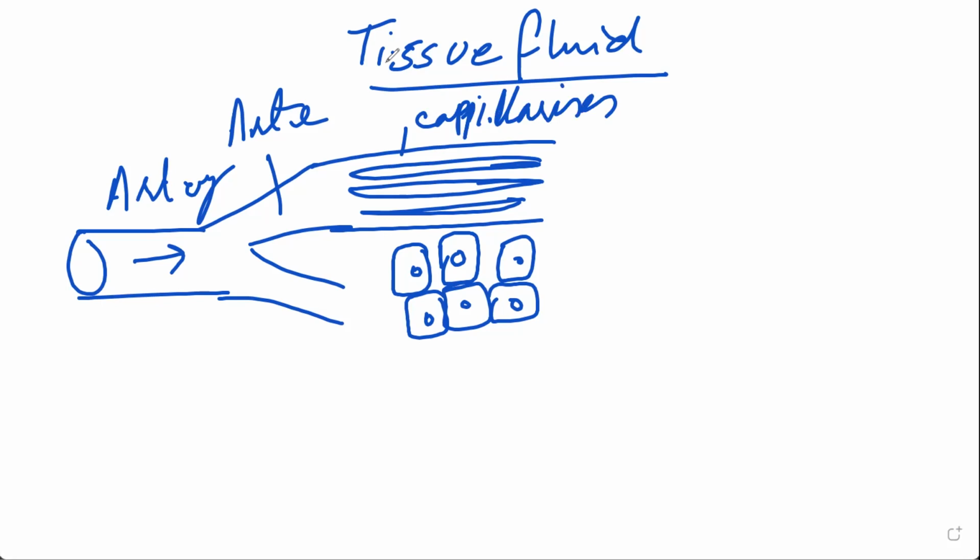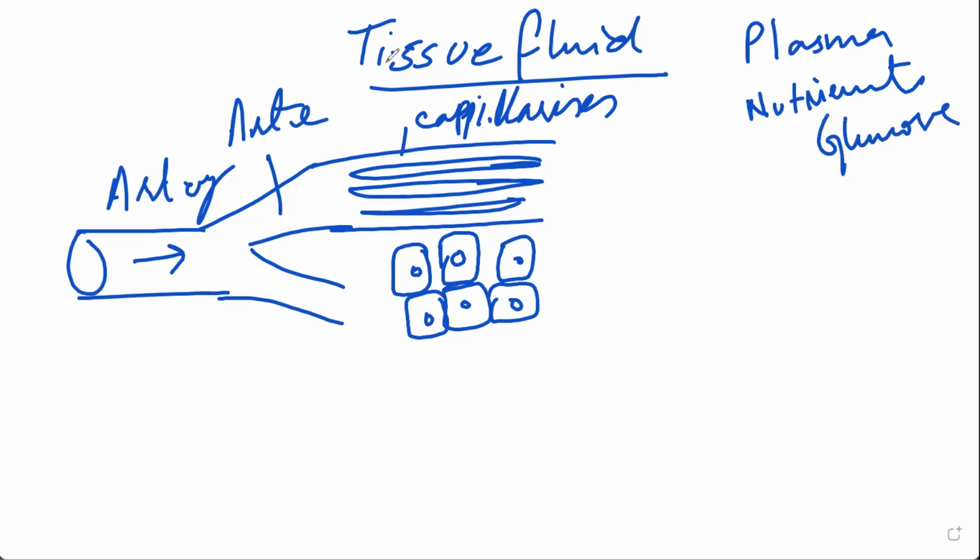What does blood contain? Blood contains plasma. Blood contains nutrients, dissolved nutrients like glucose, right? And other stuff, fats and amino acids and other things. Blood also contains plasma proteins, right? Blood also contains antibodies, hormones. All of them are considered plasma proteins because they are dissolved in it.